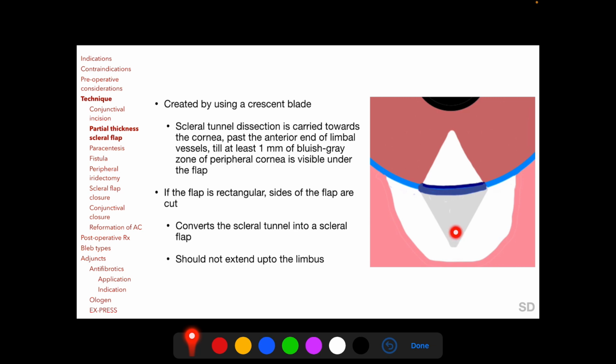Partial thickness scleral incisions are made along the margins of the planned scleral flap, and the scleral tunnel dissection is carried anteriorly towards the cornea past the anterior end of the limbal vessels till at least 1 mm of bluish grey zone of the peripheral cornea is visible under the flap.